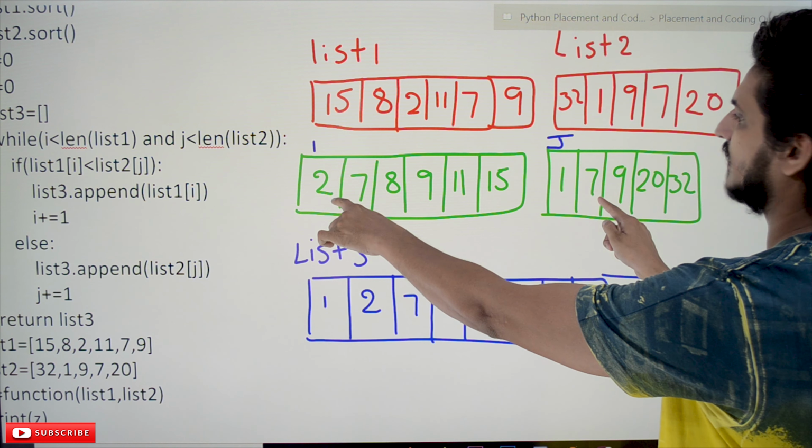i, j, which one is smaller? Both are equal. So i is moving down. If the condition is satisfied, i is moving down. In the same way, next 8 and 7, which one is moving down? Okay. So here i starts here.